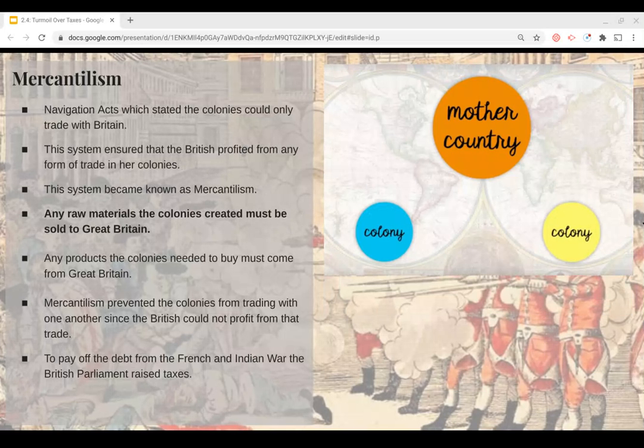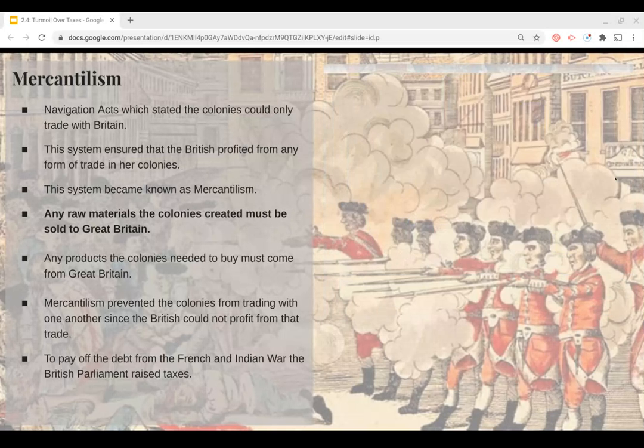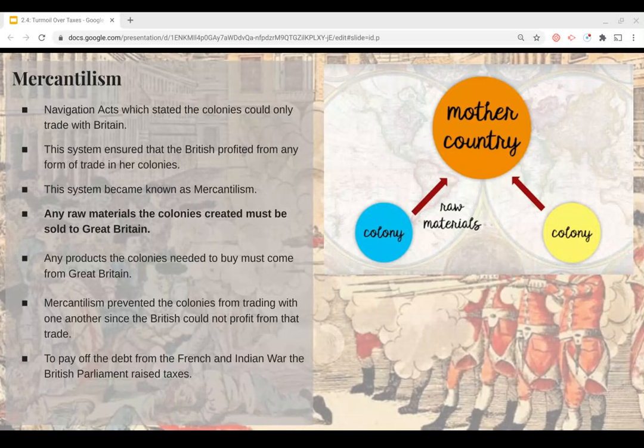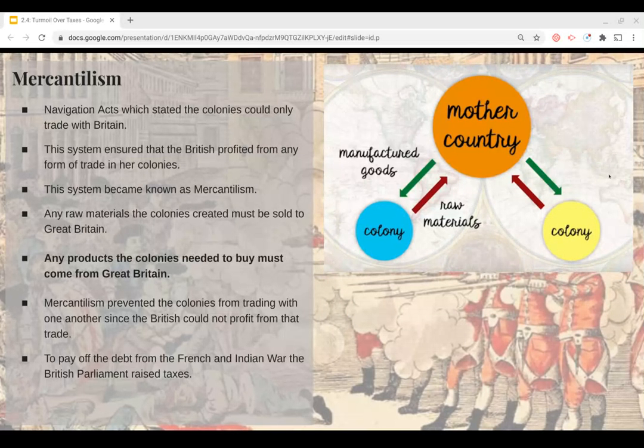So any raw materials the colonies created must be sold to Great Britain. Any products the colonies need to buy must come from Great Britain, or the mother country. This means that Great Britain is always involved in the trade and always going to turn a profit.